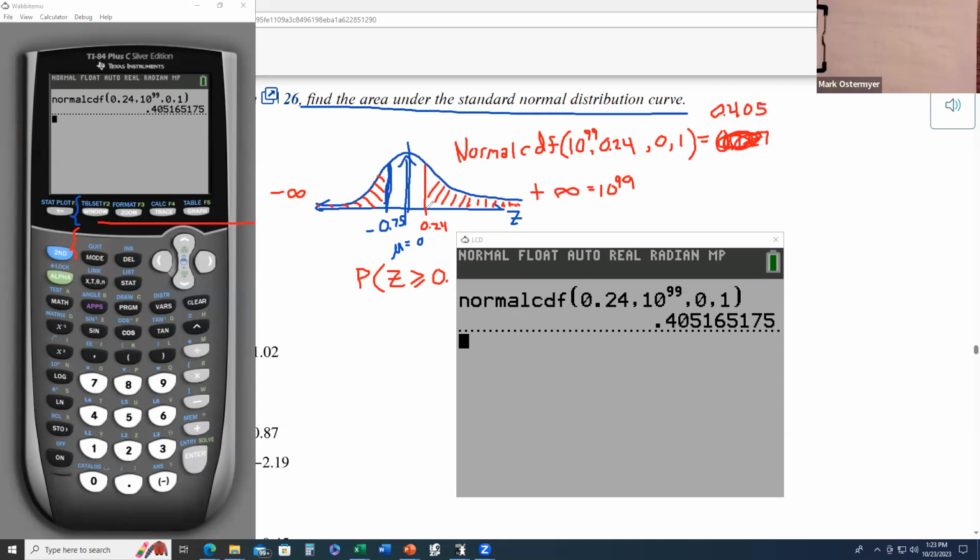So above z equals 0.24 is about 41% of the entire area of this curve. Or we say that's the probability that z is greater than 0.24, about a 41% chance.